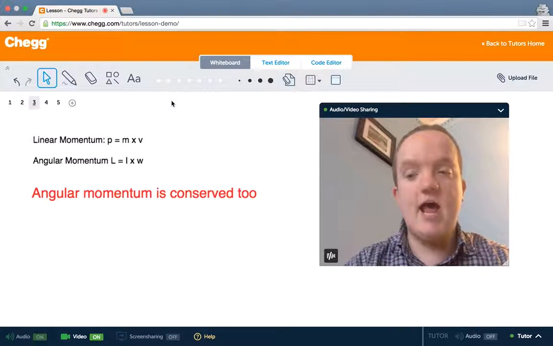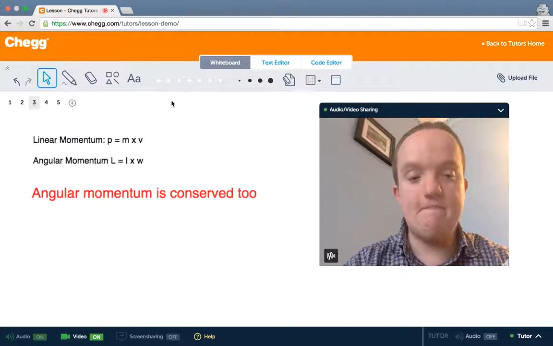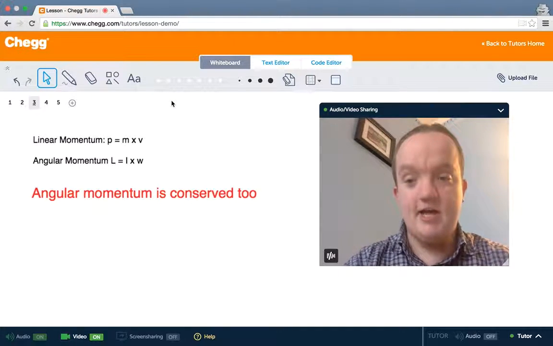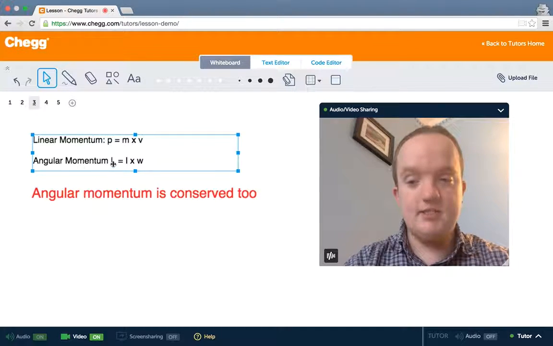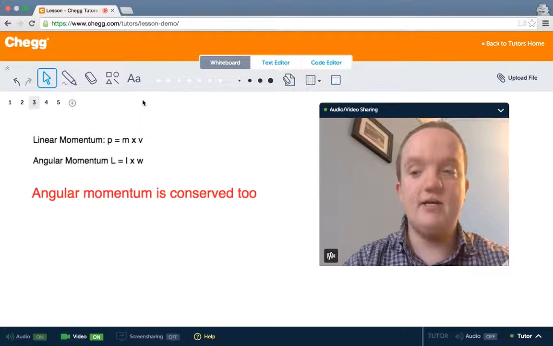Now, like I said, angular momentum has a conservation law just like linear momentum. As long as we're in an inertial frame of reference and there's no acceleration, then angular momentum is conserved. L is I times the cross product with W. This vector L is always going to have both the same magnitude and the same direction as long as there is no force, or torque, rotational force, being applied to the system.